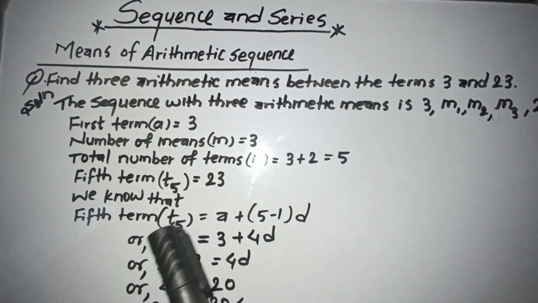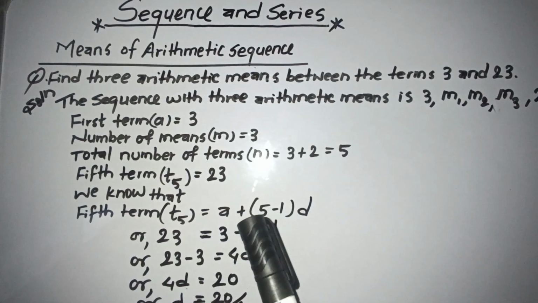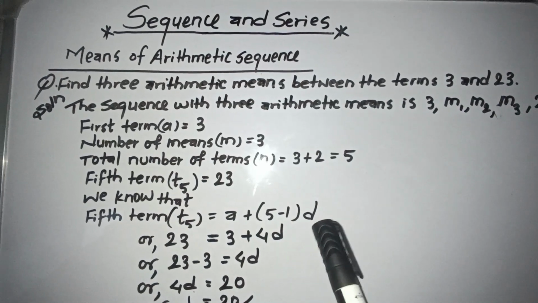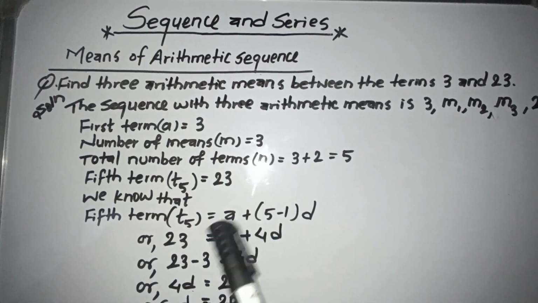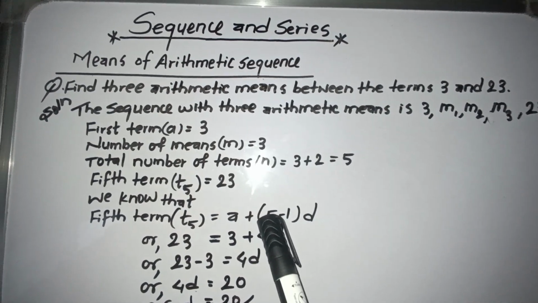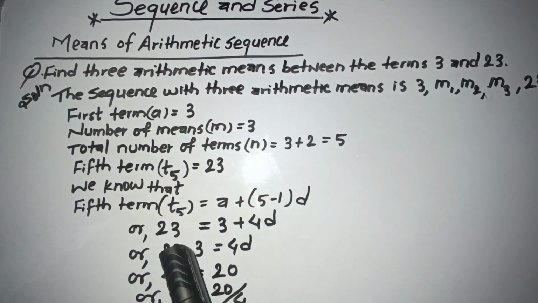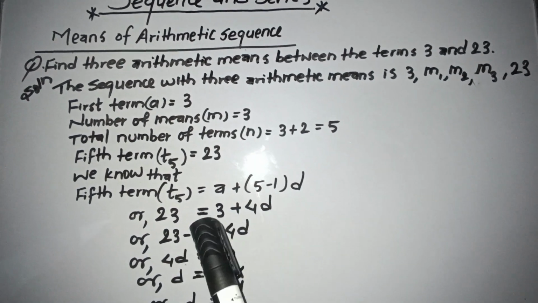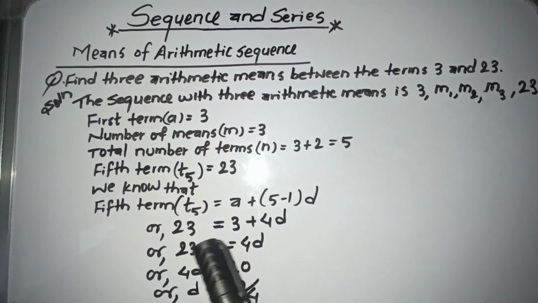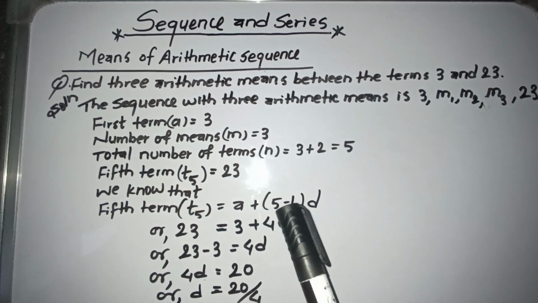We know that the fifth term is calculated using this formula: T5 equals a plus (5 minus 1) multiplied by d. This is the difference, this is the first term, and n is the total number of terms, that is n equals 5. We substitute all the values and calculate. We get 23 equals 3 plus 4d, since 5 minus 1 is 4.